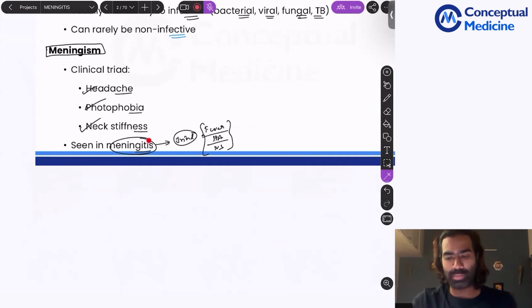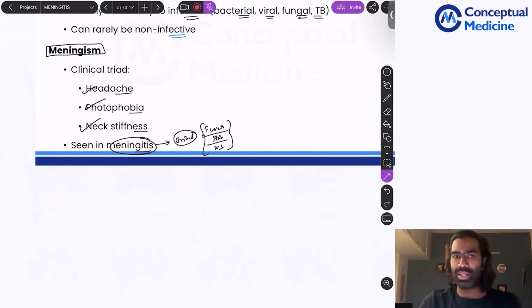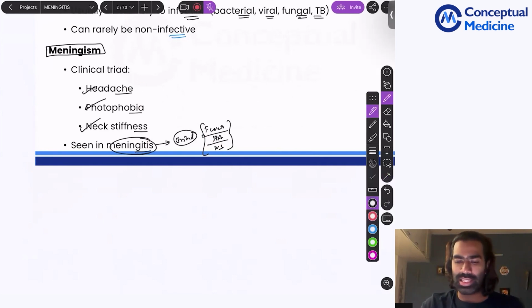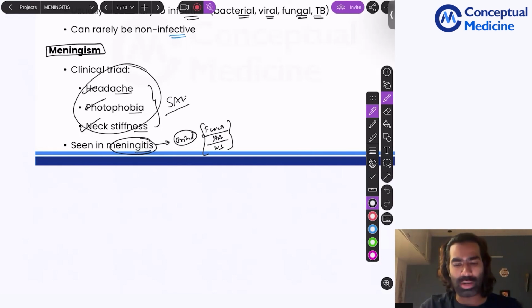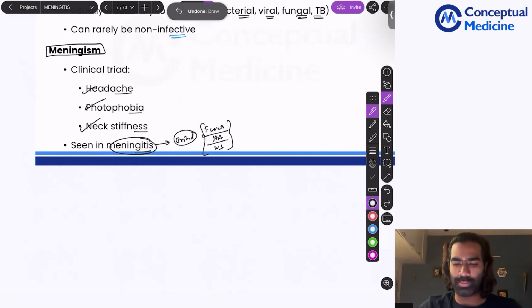This is how we actually suspect meningeal infection or meningeal inflammation in practice. But meningism is different. Meningism is a combination of headache, photophobia, and neck stiffness. And this can occur in conditions that are non-infective also. For example, subarachnoid hemorrhage can produce the same triad. So anything that irritates the meninges is going to result in something called meningism. So you have to be clear about that.